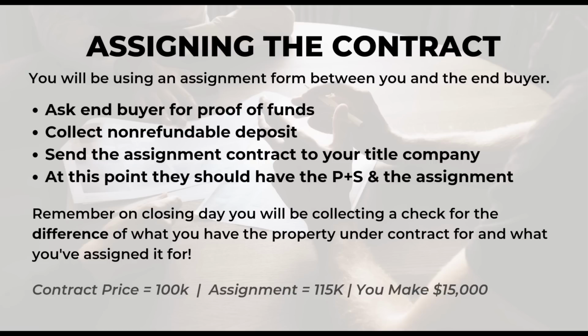At this point, you're going to want to send your closing company the assignment contract as well. So they're going to have two sets of contracts, one from you and the seller and one from you and the buyer. And you're going to get a check at the closing for whatever the difference is between the price you have it under contract for and the price you have it assigned for.